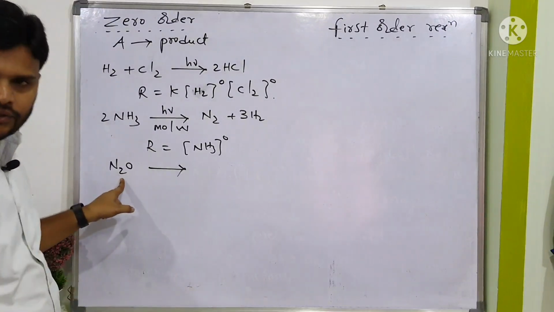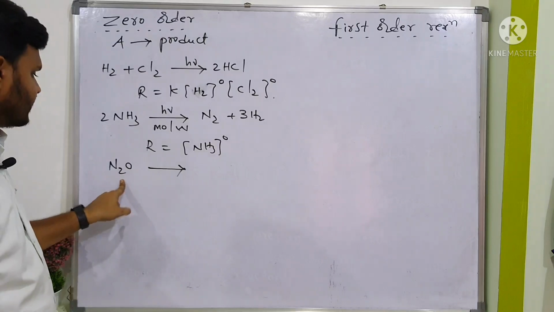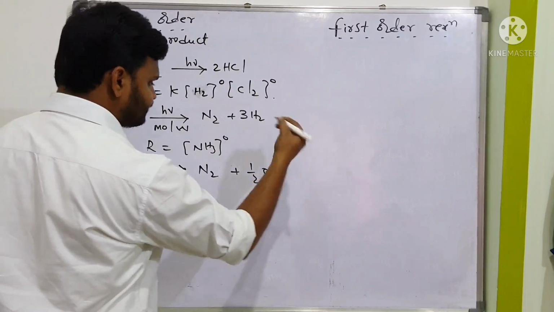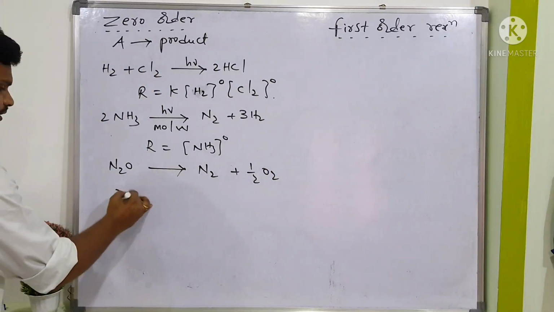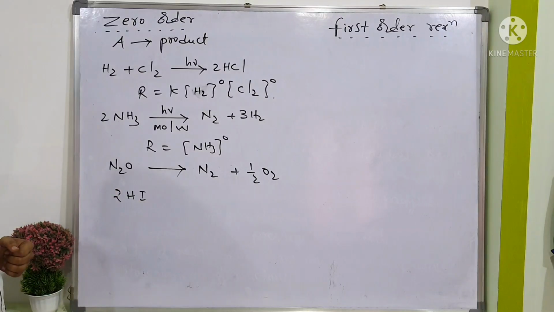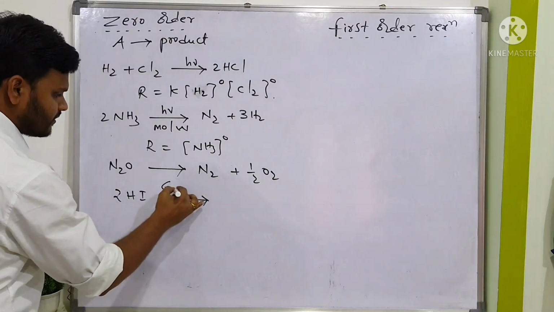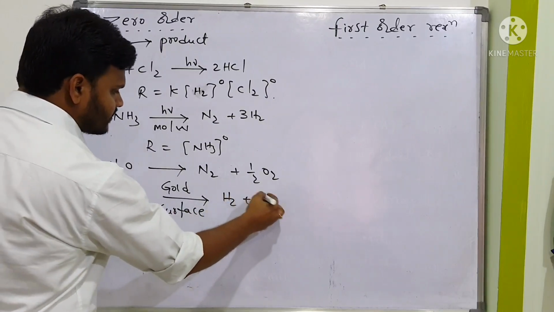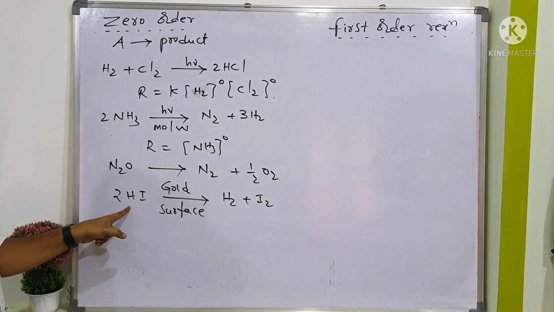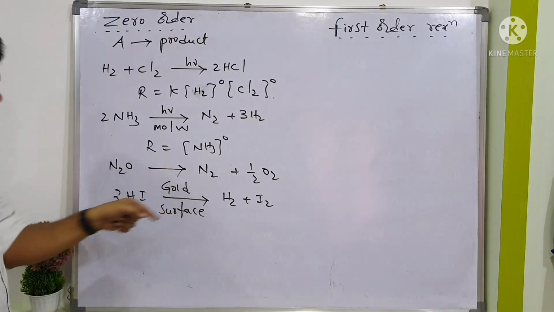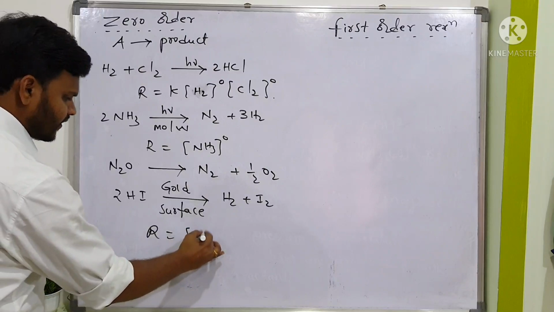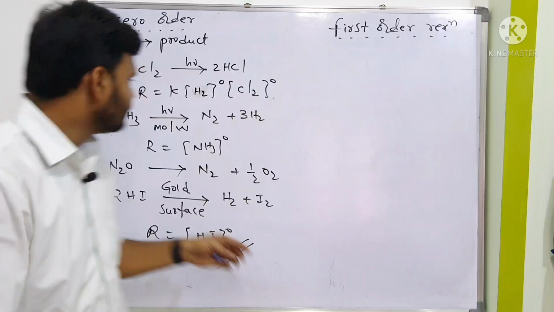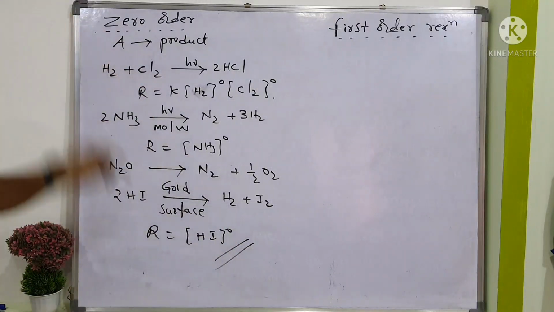Yeah. An example, N2O. N2O is nothing but laughing gas. It can convert like this: N2 plus O2. Clear? Next, decomposition of HI on gold surface. This is also an important example. So it can convert like this. Here rate of reaction does not depend upon this one, it depends upon gold surface. You can write like this: R equal to K[HI] power 0. Is it clear, my dear students? These are the wonderful examples of zero order reaction.